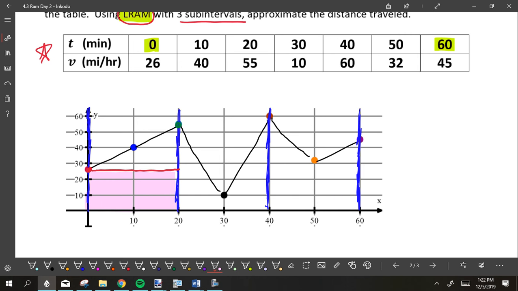My next subinterval goes between 20 and 40. If I'm going in between 20 and 40, which one of these 3 dots am I going to use? Am I going to use green? Am I going to use the black one? Or am I going to use the blue one? Oh, just kidding. The green one. The one on the left. Yeah, that guy. We're going from that side over. So it's giving me this right here.